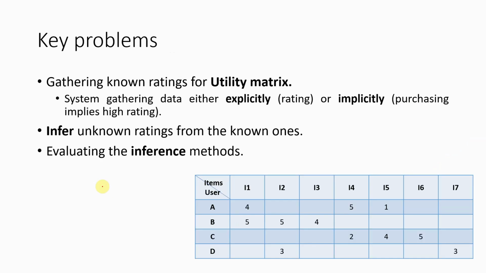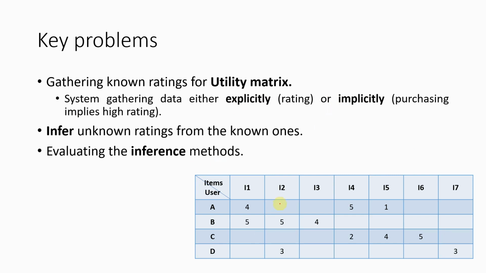So there are some key problems in the recommender system. The first one is gathering the information for the utility matrix. Already I have explained that in order to get the information for the recommender system, there are two ways: one is explicit and the other is implicit. Explicit means you can get the information based on ratings and comments. Implicit means you can get the information based on previous purchase histories. That information is what fills the utility matrix.